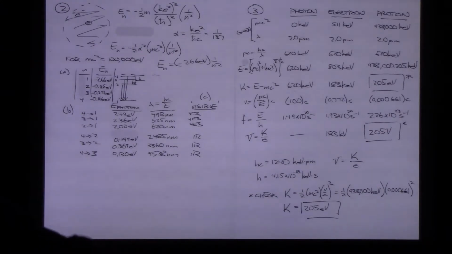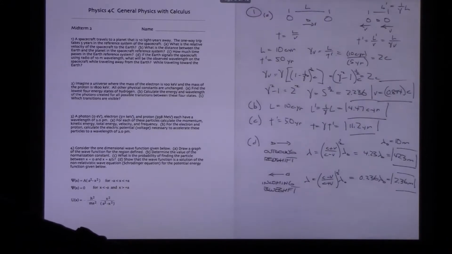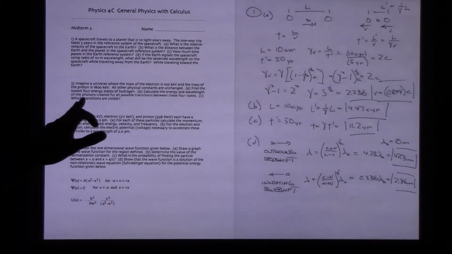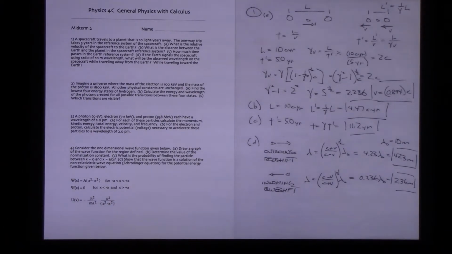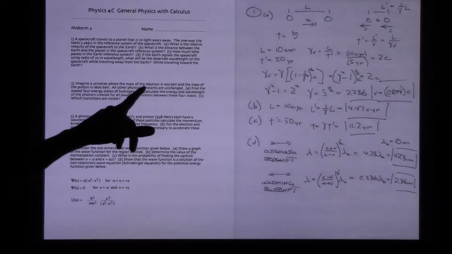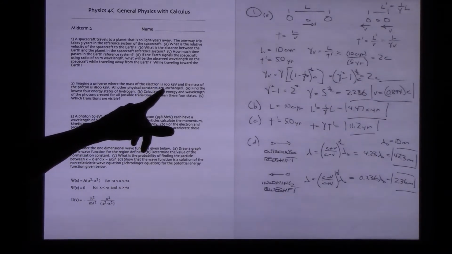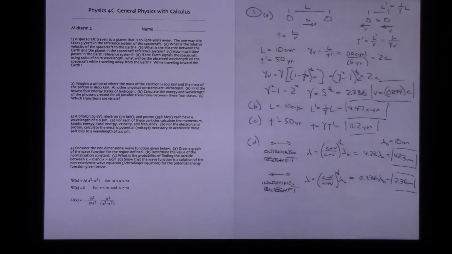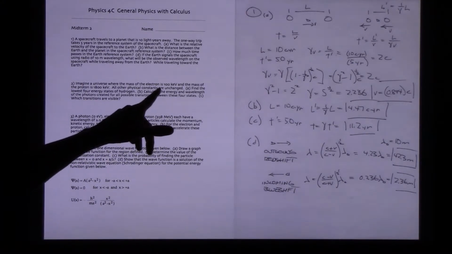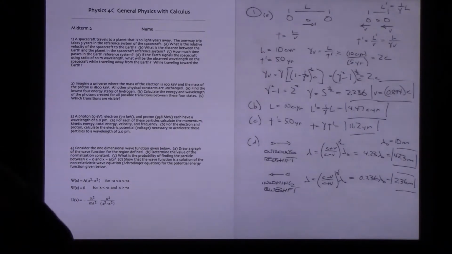Now, problem 2 here is, I guess I better go back and look at it. Problem 2 says, let's imagine that nature is somehow different. That instead of the electrons having masses of 511 keV, they only have masses of 100 keV. So the electron is a little less than 1/5 of the mass.